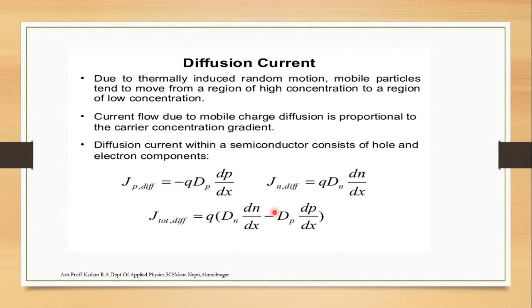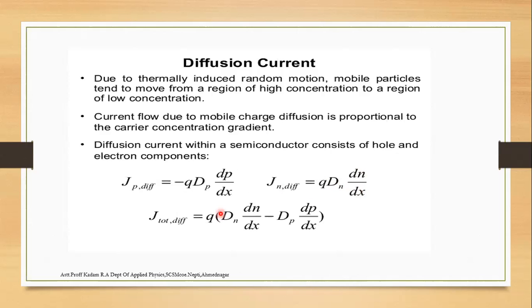The diffusion current in the semiconductor consists of hole and electron components. The hole diffusion current density, denoted Jp diffusion, is equal to minus q dp divided by dx, differentiating these terms. The n type is the same, with the sign positive. So the electron diffusion current is q dn divided by dx.